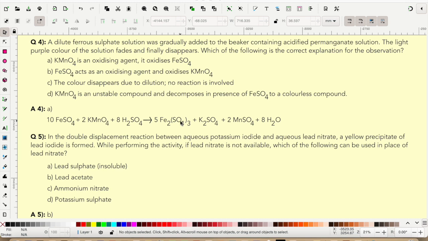The number of oxygen atoms in ferric sulfate is 4 into 3, that is 12 into 5, that is 60. So ferrous sulfate is gaining 20 atoms of oxygen to make ferric sulfate. So it is getting oxidized, and the oxidizing agent is KMnO4, that is potassium permanganate. So the option A that says KMnO4 is an oxidizing agent, it oxidizes FeSO4 is correct.